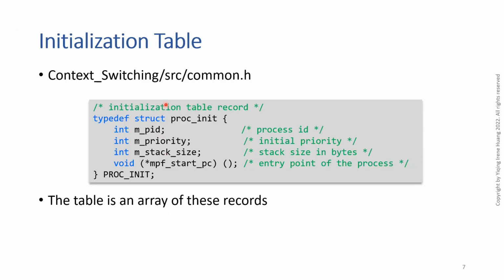process. In the starter code, we have a common.h file where we have defined a process initialization record data structure. And you can see we have 4 fields: basically the PID, the priority, the stack size of the process, and finally the entry point of the process. The entry point of the process is a function pointer. In our case, our processes are written inside a function, so you give the entry point of the function, and that's the entry point of that process. And again, the initialization table is basically just an array of these records.